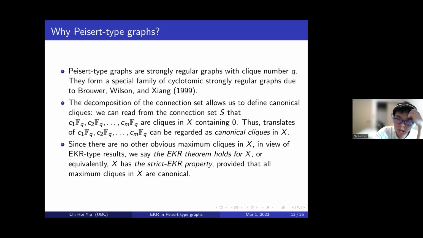In view of EKR type results, it's natural to say that these cliques are the only canonical cliques. And of course, we want to show that all maximum cliques in X are canonical. If we can show that, then we say that the EKR theorem holds for X. Once we have this notion of the EKR theorem for Peisert type graphs, we can really try to ask questions and then try to solve them.